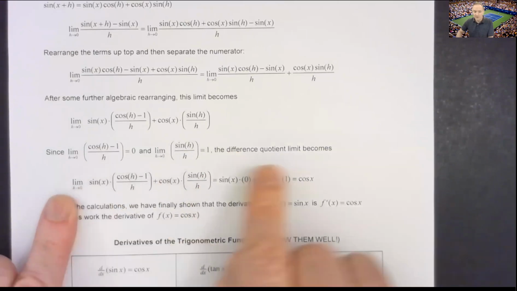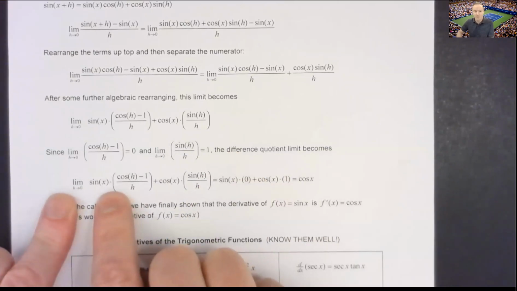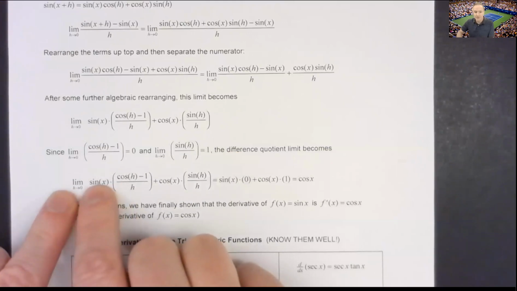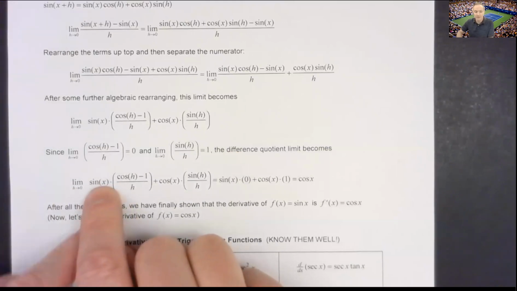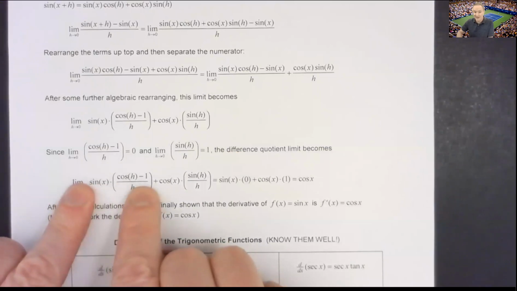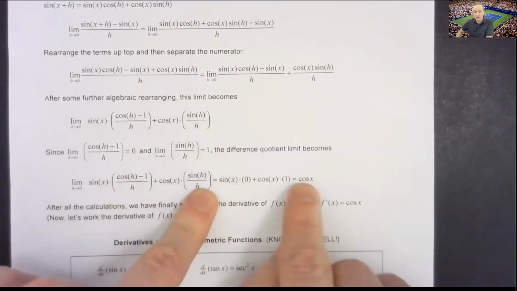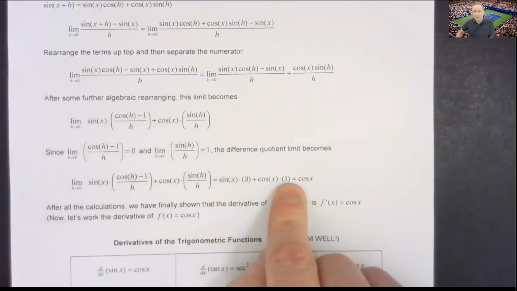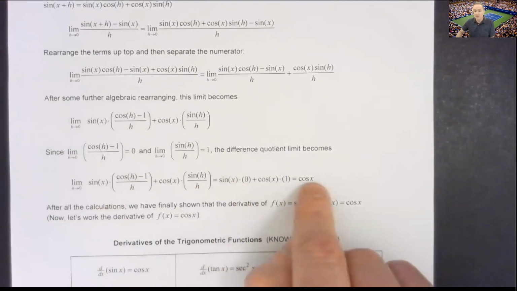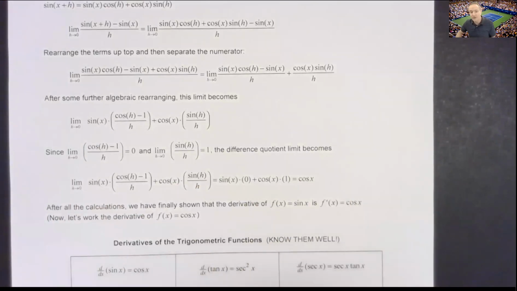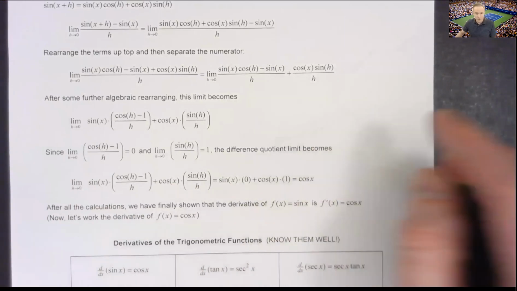Well, what am I doing from this step to this step? I'm taking the limit as h approaches 0. Notice as h approaches 0, there is no h to plug into this term, so I just have the sine of x times 0, plus, again, there's no h in this term, it's just the cosine of x, but then the sine of h over h is 1. So you can say this derivative definition simplifies to just be 0 plus cosine times 1, which is cosine of x. Thus, we have proven that the derivative of the sine of x is the cosine of x using the limit definition of a derivative.